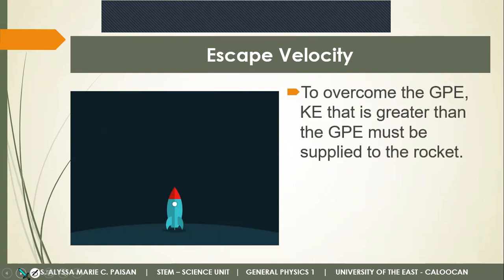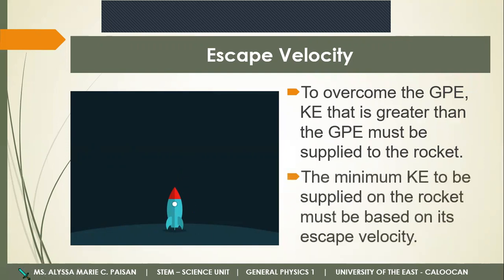To overcome the GPE, KE, or kinetic energy that is greater than the gravitational potential energy must be supplied to the rocket. So, we know naman that kinetic energy involves movement, meaning kailangan nating pagalawin ang rocket na ito in such a way that the movement of this rocket would transform its gravitational potential energy into kinetic energy. The minimum kinetic energy to be supplied on the rocket must be based on what we call its escape velocity.